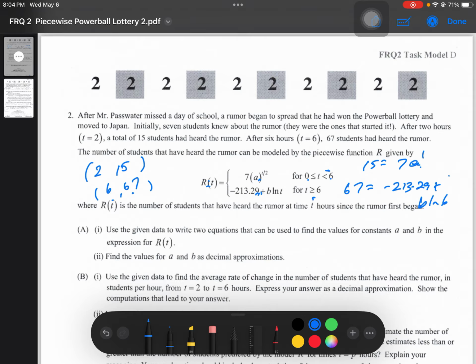It's a simple equation. So therefore a is going to equal 15 divided by 7, right? And you get a decimal right there. And the other one looks really complicated, but it's not. It's a simple linear equation. I have 7 is equal to negative 213.28 plus b times ln of 6.